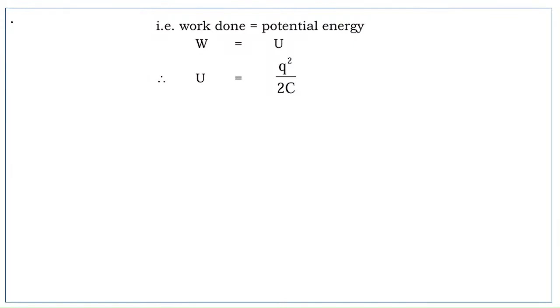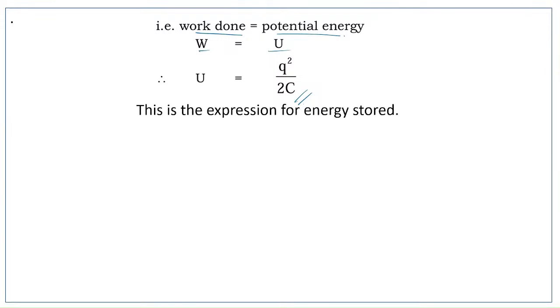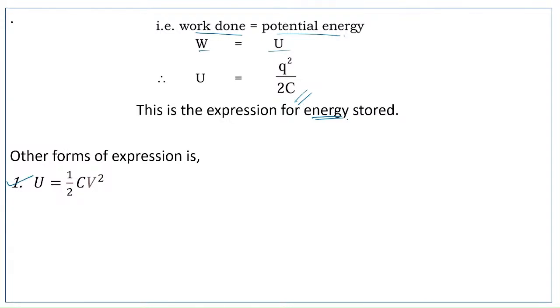Work done is stored as potential energy. Here, work done is equal to potential energy. W is equal to U. Therefore, U is equal to Q square by 2C. This is the expression for energy stored. Here some other forms of the expression are 1. U is equal to 1 by 2 CV square. 2. U is equal to 1 by 2 QV. Here ends chapter 2.